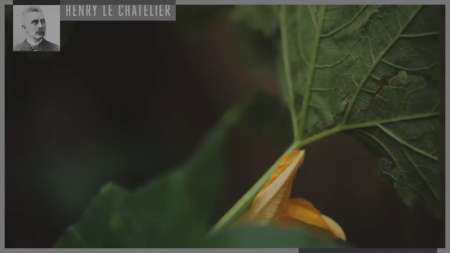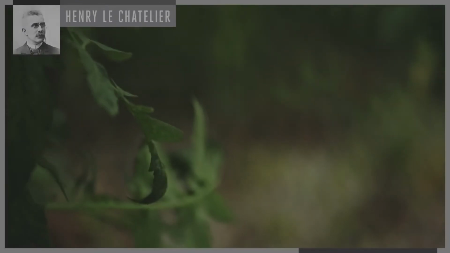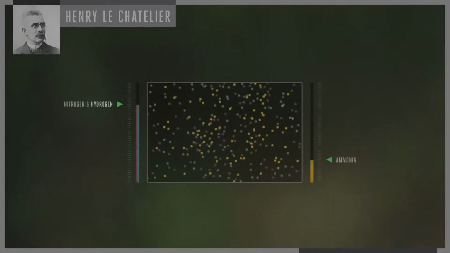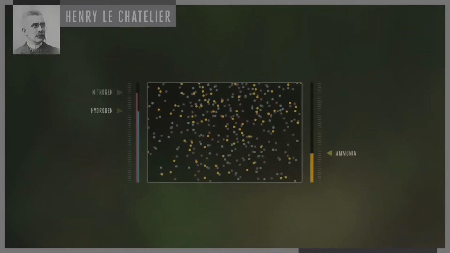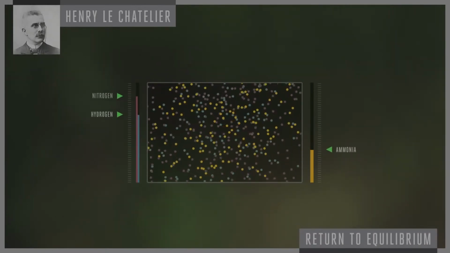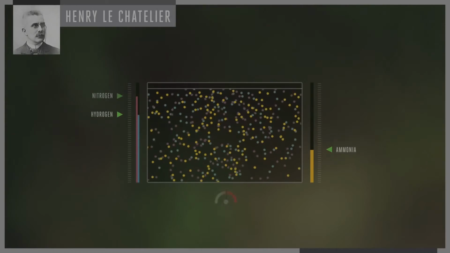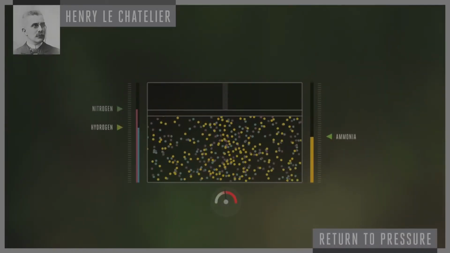Here's where Henri Le Chatelier, a French chemist, can help. What he found was that if you take a system in equilibrium and you add something to it, like say nitrogen, the system will work to get back to equilibrium again. Le Chatelier also found that if you increase the amount of pressure on a system, the system tries to work to return to the pressure it had.